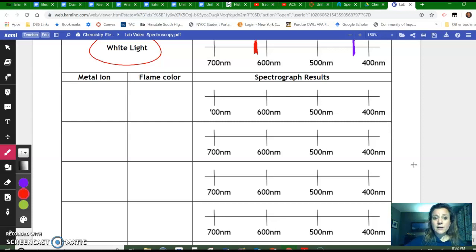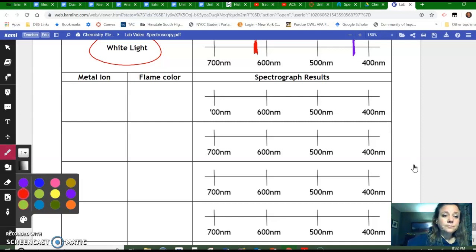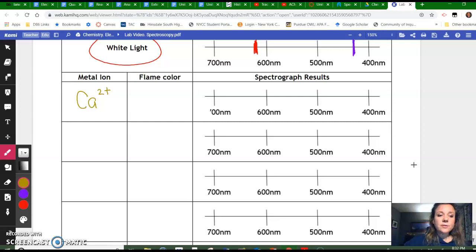And you not only have to record the metal ion, so I know that one of them, for instance, is calcium, but then you also have to record the flame color. So if you think that the flame color looks yellow, then you would write yellow here.